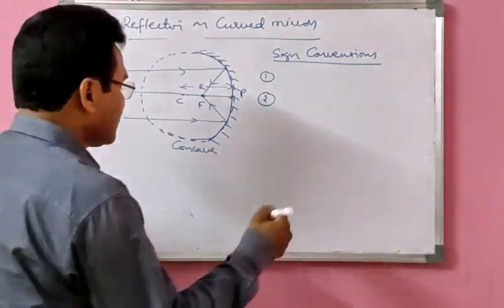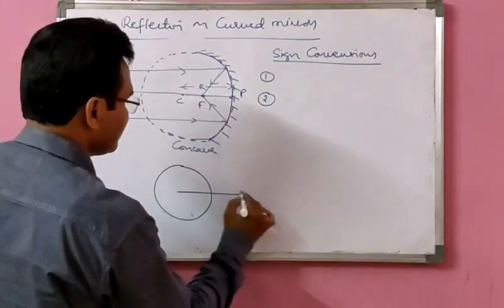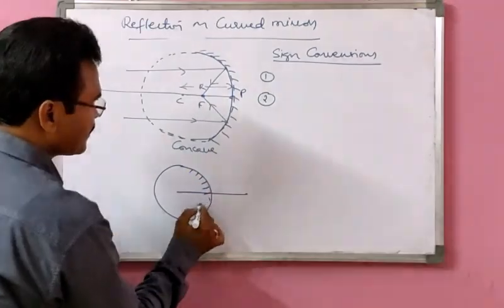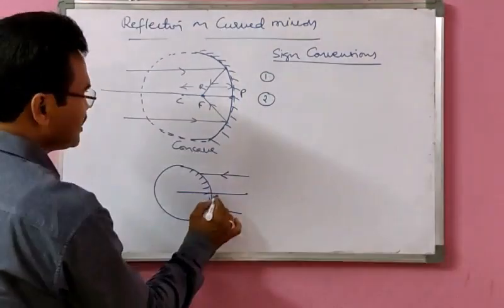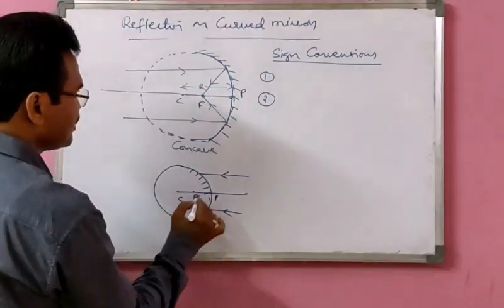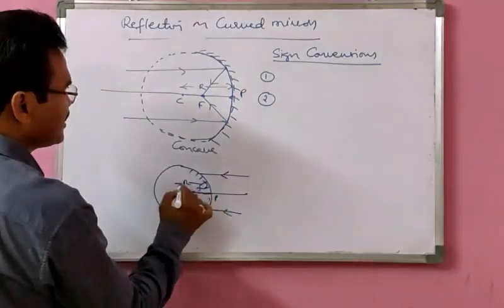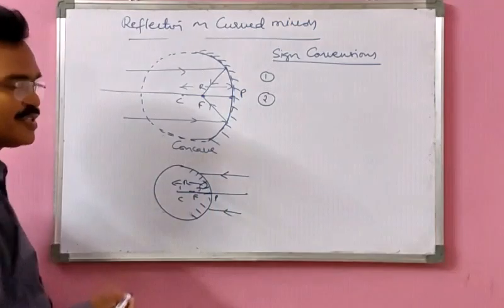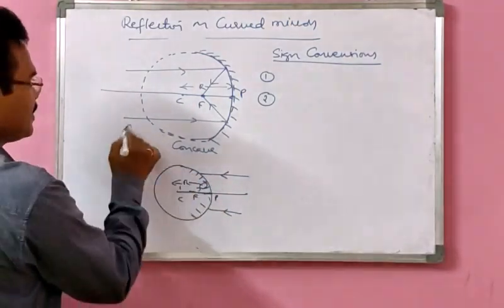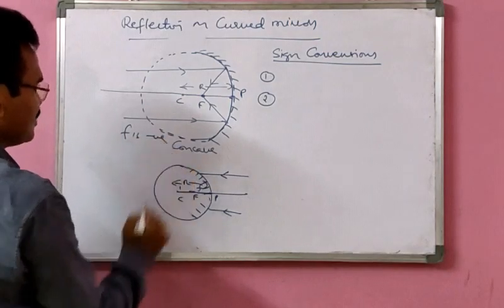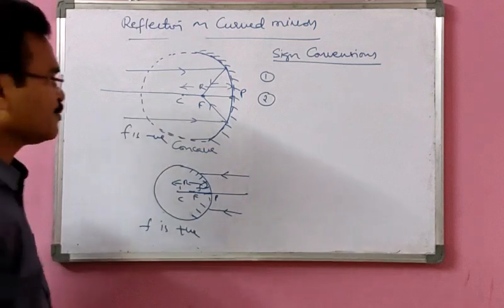If you remember, I have drawn the figure. So this is the mirror. The rays are coming from right to left, and you are measuring from P. This is F, this is C. So this is small f, and this is the radius of curvature, which are in the direction of the incident rays. Hence, for this one, f is negative, but here f is positive. The focal length is positive.